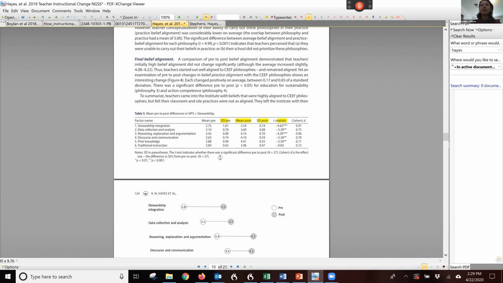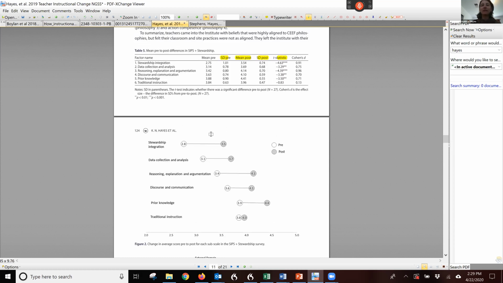So if people need the evidence, they could see mean, pre to post, they could see this T statistic, but they also can see evidence in this figure right here, where I show, you can see here the points that I was making in the paragraph, that stewardship integration, data collection analysis, and reasoning, explanation, and argumentation started out the lowest, but that they changed the most over time. And you can see here where they changed the most. And you can see how traditional instruction did not change, basically significantly, might have changed a small amount.